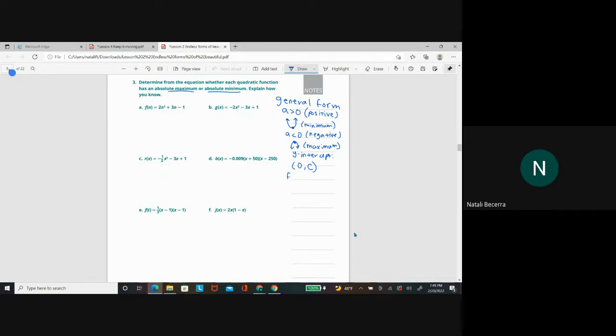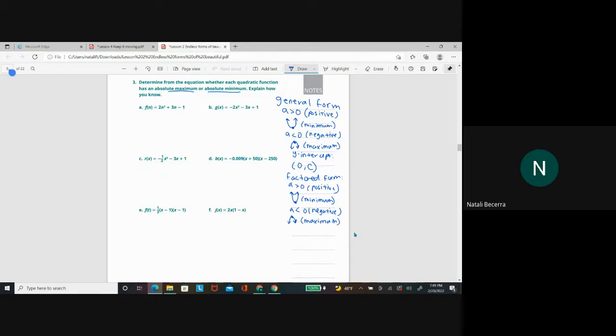Now let's do factored form. Whenever you have factored form, you can find two things as well. So again, if a is greater than 0, this is positive, and that means it's going to be concave up. The curve is at the bottom, so this is a minimum. If a is less than 0, this means that this is negative and it's going to be concave down. And the curve is at the top, so that makes it a maximum.